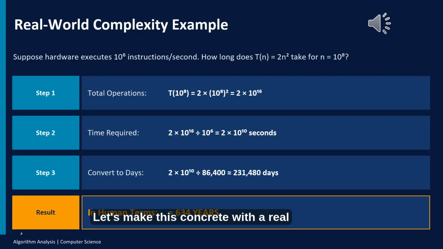Let's make this concrete with a real calculation. Suppose we have hardware capable of executing 1 million instructions per second. We want to run an algorithm whose time complexity is T(n) equals 2n squared on an input of size n equals 10 to the power of 8. Step 1. Compute the total operations. T(10 to the 8) equals 2 times (10 to the 8) squared, which equals 2 times 10 to the 16 operations.